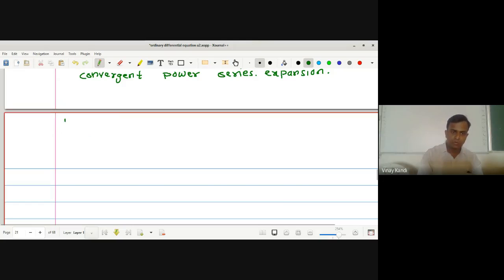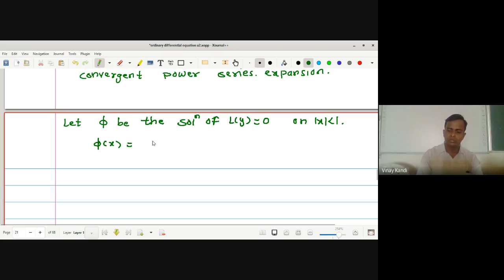From here pay close attention, the calculation is very lengthy, but not difficult. Let phi be the solution of L of y is equal to 0 on mod x is less than 1. Okay, so hence we can write phi of x is equal to summation k running from 0 to infinity ck into x raised to k. So this is the power series expansion of phi of x.